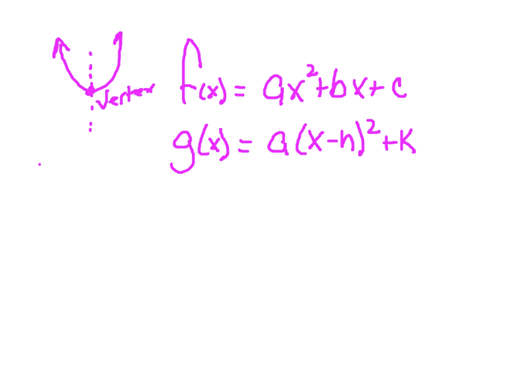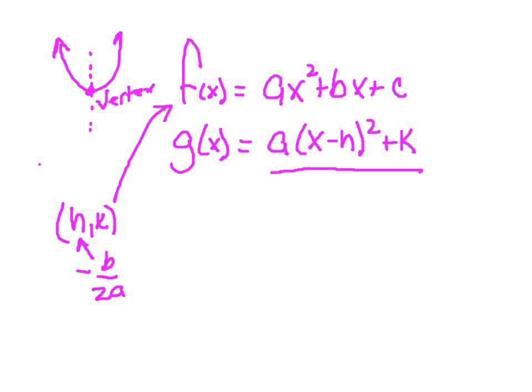Now, a couple things about the general form. If you want to find the vertex, the h, k, you use negative b over 2a, because that gives you the x value. And then you can find the y value by plugging it into the formula. But if you have vertex form, it's very easy to see what the vertex is as h comma k. So I hope that you are okay with that and that you feel comfortable with that.